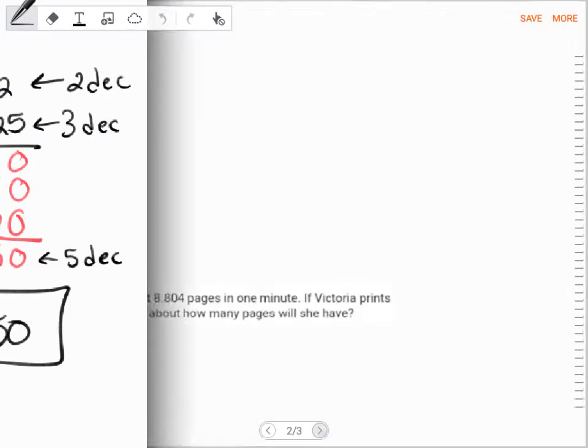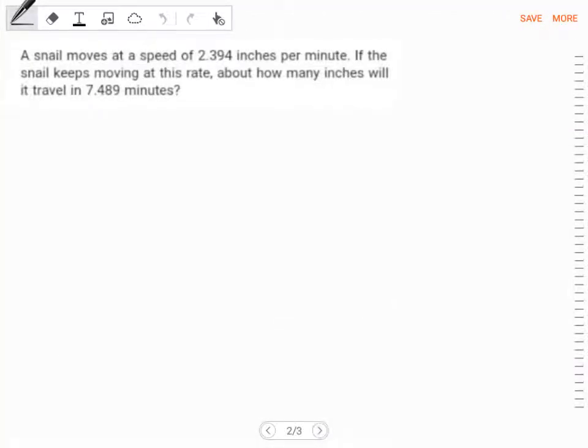All right, let's try a couple word problems since I'm hoping this comes back from 5th grade. So let's try some word problems. A snail moves at a speed of 2.398 inches per minute. If the snail keeps moving at this rate, about how many inches will it travel in 7.489 minutes? So we know that he's traveling 2.394 inches per minute. We want to know how many inches he will go in 7.489 minutes.